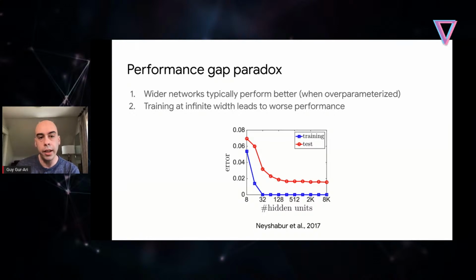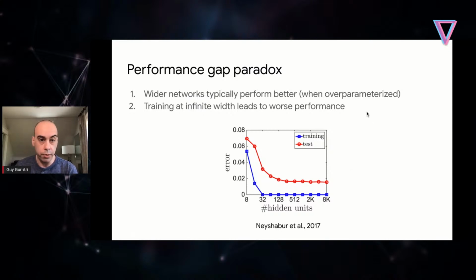But pretty quickly it became clear that there is a paradox, which I'll call the performance gap paradox. And I want to describe this paradox. It's a paradox between empirical results and theoretical results. And so there are two observations to be made.